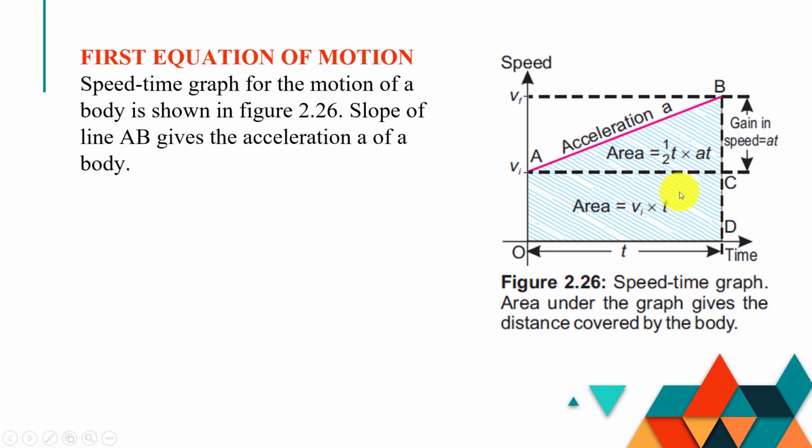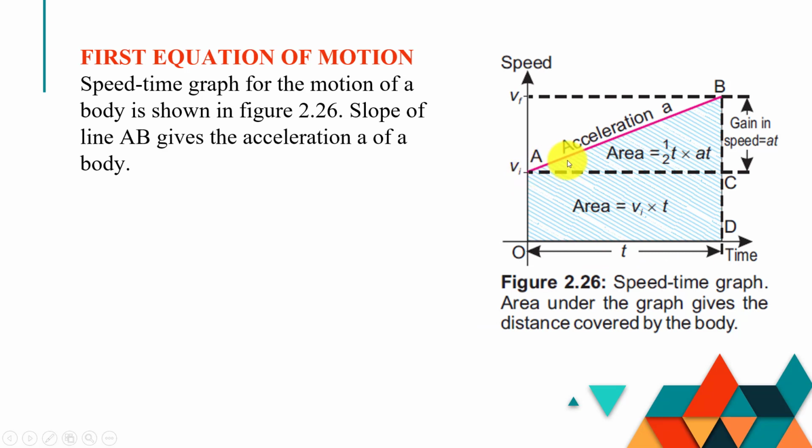As you can see from this graph, this is figure 2.26, and here you are given a speed time graph which shows that a body that has some initial velocity vi starts moving from its initial velocity, and after some time its final velocity is vf. So we get a slope that is represented by AB, and the slope of this speed time graph will give us acceleration. Now firstly, before deriving the first equation of motion, you have to understand this graph carefully.